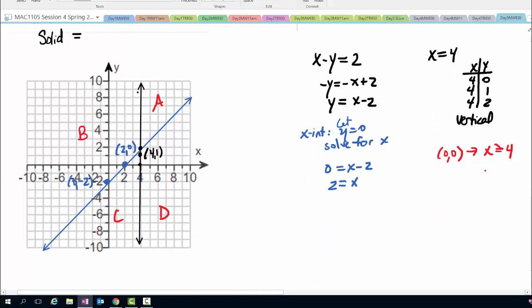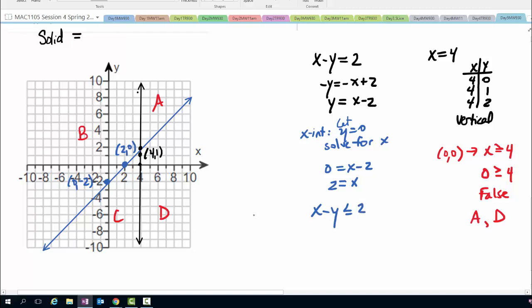If you plug it into the corresponding inequality, which was x greater than or equal to 4, do we get a true or a false statement? 0 is definitely not greater than or equal to 4. This is false. So which regions does that narrow it down to for this particular inequality? A and D, right? Because we're not including where 0 is, which is to the left of x equals 4.